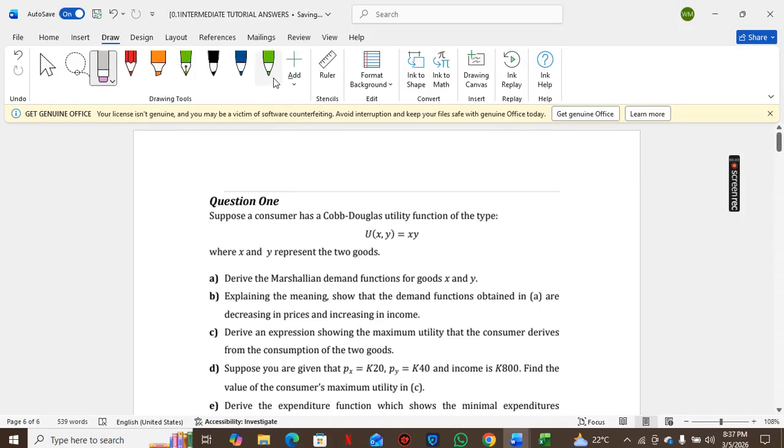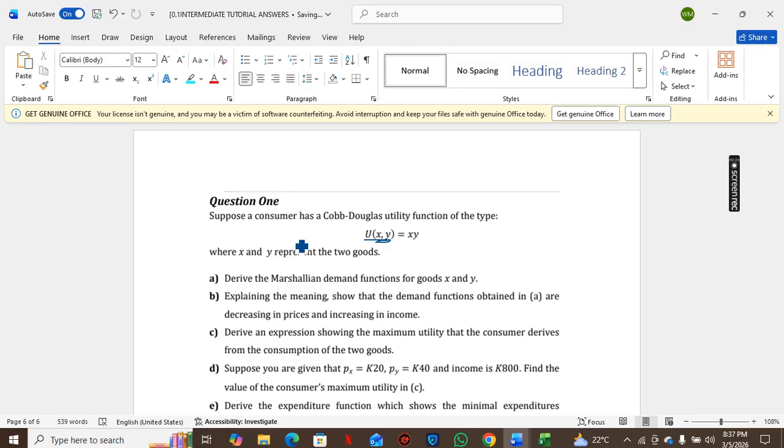This Cobb-Douglas function is just showing us the utility we can get. This U represents a utility. X and Y represent two goods. So, question A. Derive the Marshallian demand functions for goods X and Y.